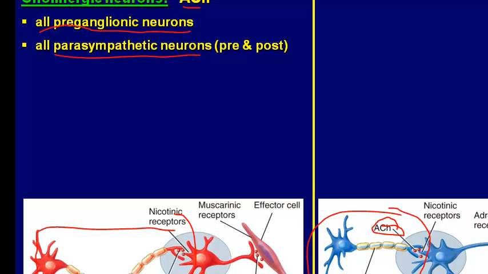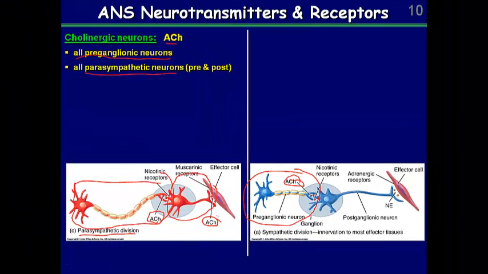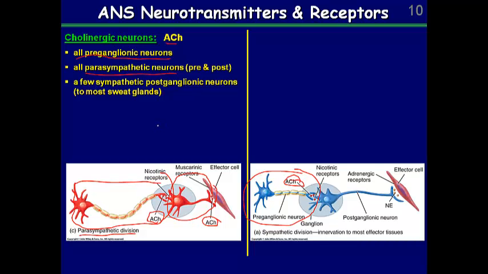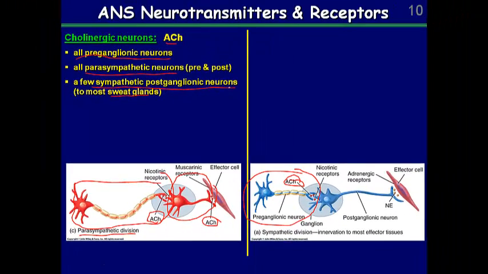All parasympathetic neurons use acetylcholine, whether you're pre or post. So again, this panel C here is parasympathetic. That postganglionic neuron is releasing acetylcholine. So if you're parasympathetic, the only neurotransmitter you use is acetylcholine. There's a few that don't, or I should say a few sympathetic postganglionic neurons are cholinergic, like the ones going to sweat glands. If you recall, a sweat gland responds to acetylcholine.